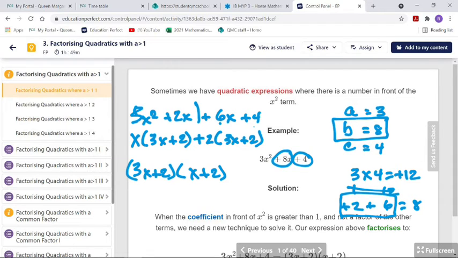So exactly the same process, you're just going to get bigger numbers, right? So that there's some other number in front there. So other than that, it's identical.